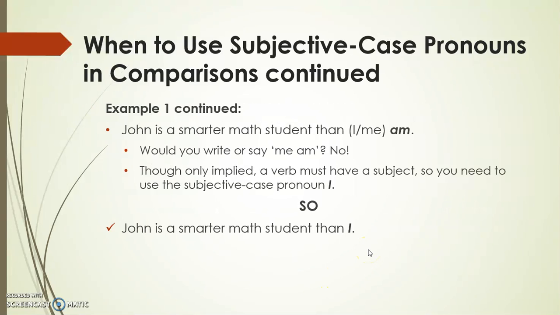If we put that implied verb on the end of the sentence, it makes it a lot easier to determine which pronoun to use. John is a smarter math student than I or me am. Well, no English speaker would say John is a smarter math student than me am. No, we would say that I am. The problem is we leave am off the end. We just say he's smarter than me. But it should be he's smarter than I. If you need to add that verb back on the end when you speak or when you write, it's perfectly okay. But you can also just say, John is a smarter math student than I.